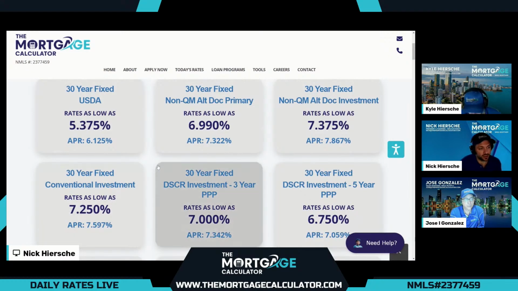First up is our conventional option, which is the only agency or government option here. Rates as low as 7.25. Final APR 7.597. So notice this is still a touch cheaper than non-QM, but we will see these come more in line probably later this week. And there are no government options, so no FHA, USDA, or VA options for investment properties.